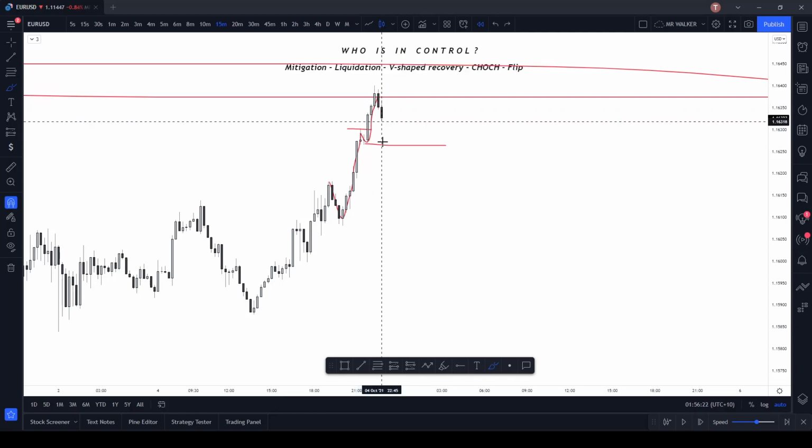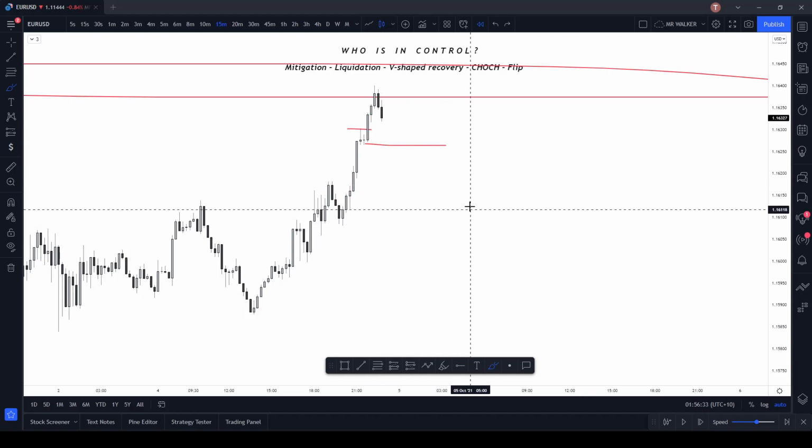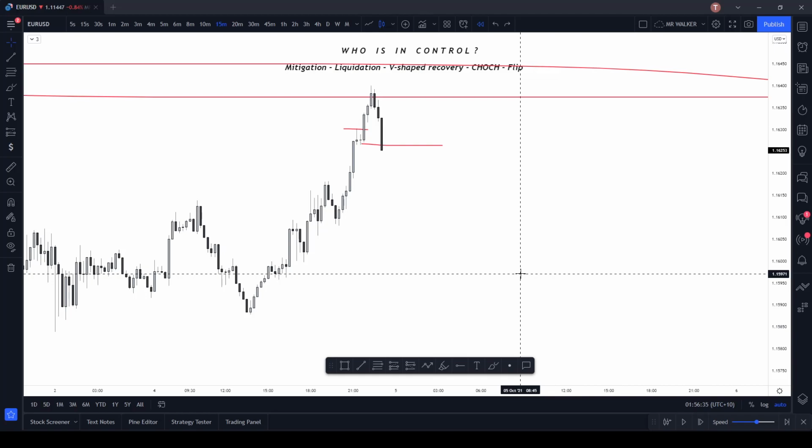So we classify that as the range that was created, and it needs to get violated in order for us to receive our change of character. Right, so we wait for that, and let's play the price for it. And as you can see, we get our change of character, right?